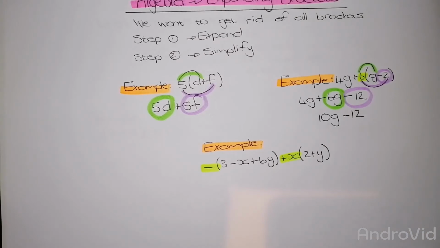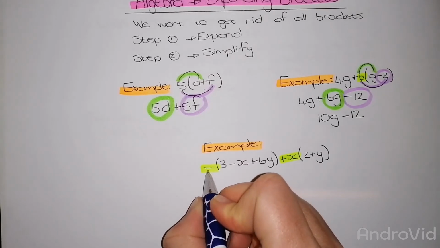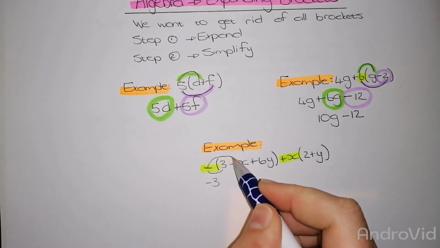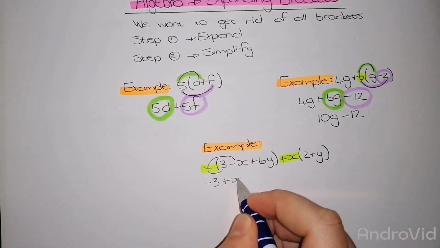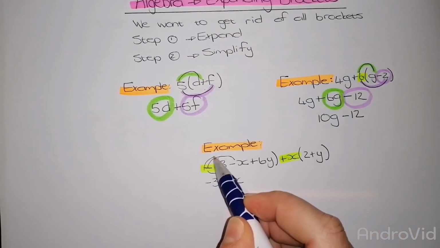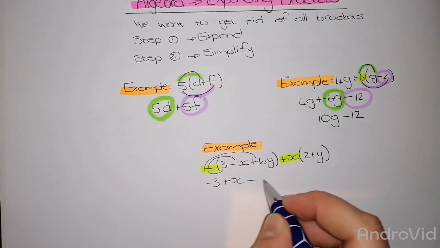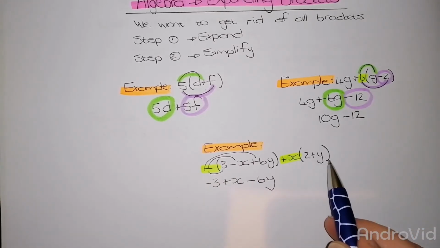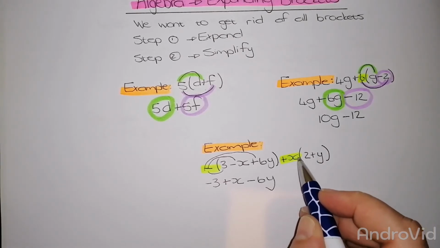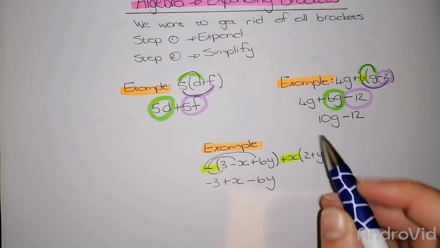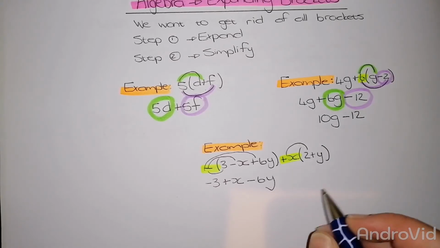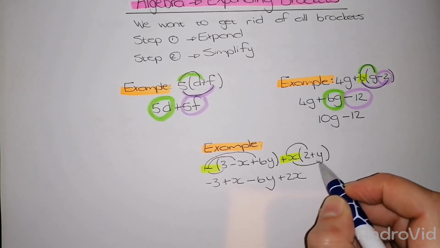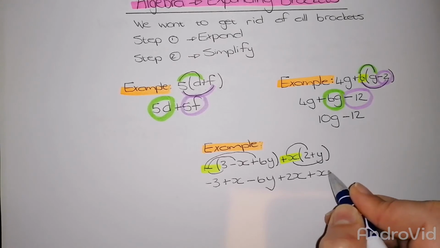For me to do that, I need to multiply this negative in. So a negative times a positive gives me negative 3. A negative times a negative gives me a positive x, and a negative multiplied by a positive gives me a negative 6y. Now I've gotten rid of my first bracket. Now I need to look at my second bracket. I need to multiply the x outside with everything inside the bracket. So the positive x times 2 becomes plus 2x, and the x times y becomes plus xy.